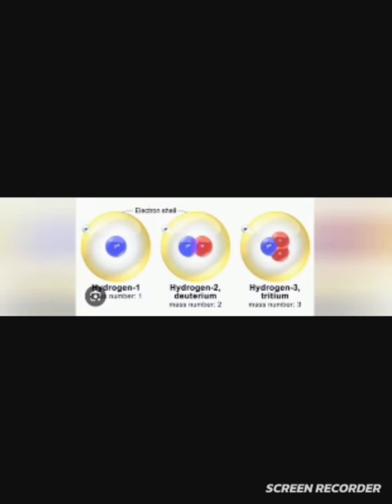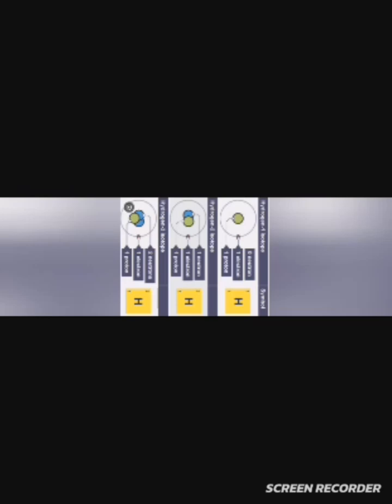Already you have heard me talking about isotopes of hydrogen. Hydrogen 1 does not have any neutron in the nucleus, and therefore it only has a proton. That's why the mass number is 1. Hydrogen 2 has a mass number of 2. It has 1 proton and 1 neutron in the nucleus. Hydrogen 3 has a mass number of 3. It has 1 proton and 2 neutrons in the nucleus. So these are isotopes of hydrogen, made up of what we've discussed.